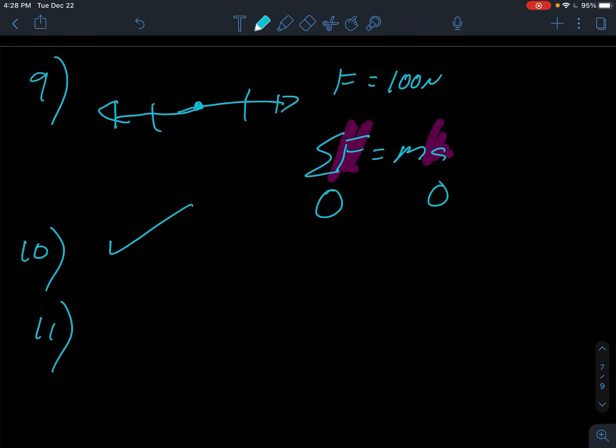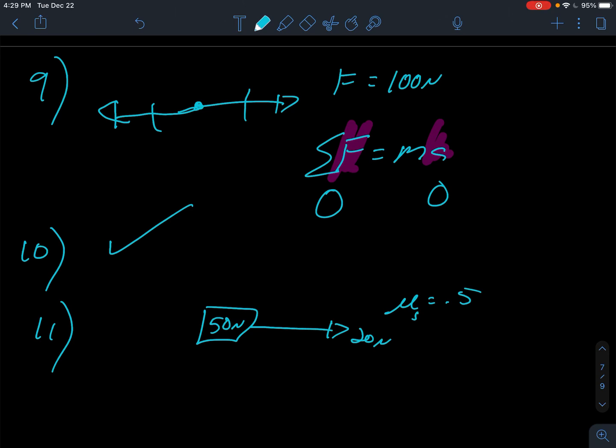11, we have a 50 Newton crate sitting on a horizontal floor. So we can draw that out. Where the coefficient of static friction is 0.5. So we've got a mu, and it says that's static. And a 20 Newton force is applied to the crate acting to the right. What is the resulting static friction force acting on the crate?